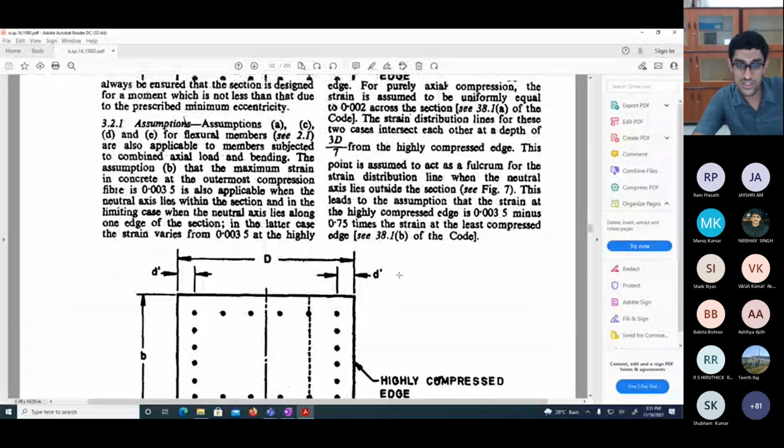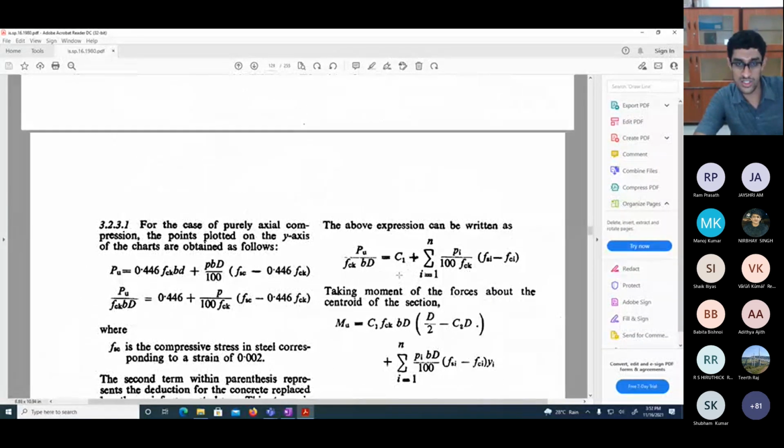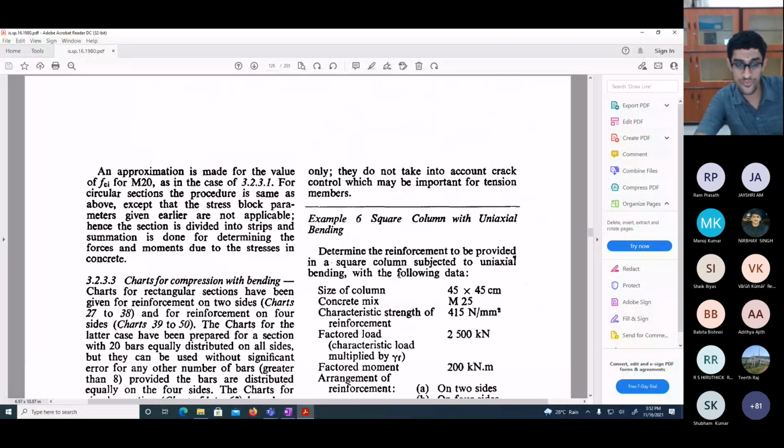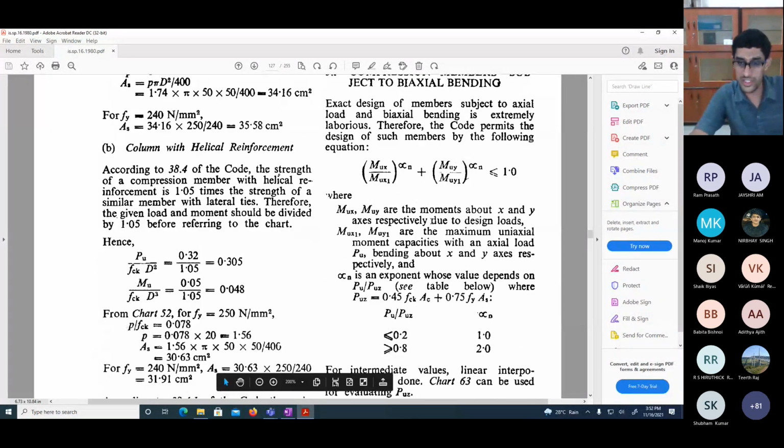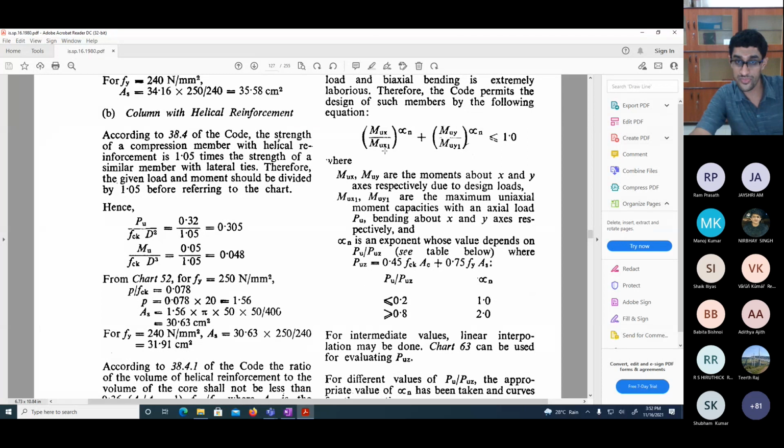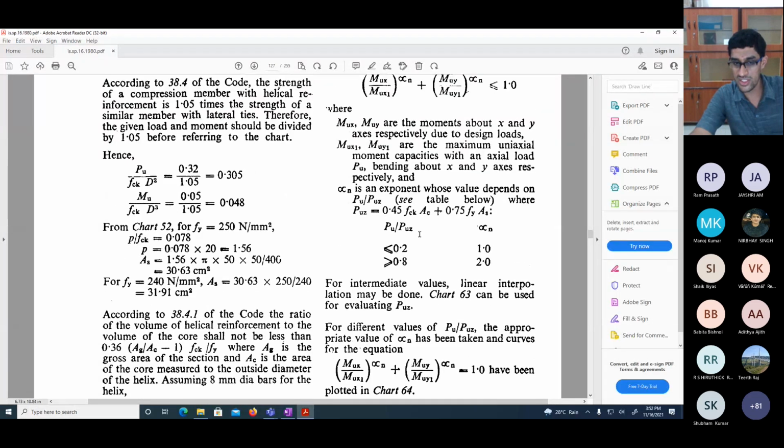Compression members. So let's have a look at the conditions for biaxial bending. Compression members subject to biaxial bending. So basically we're going to use the same charts and we are going to find the capacities of the moments and see that they satisfy this condition. So there are a few steps to be done before we use the chart.